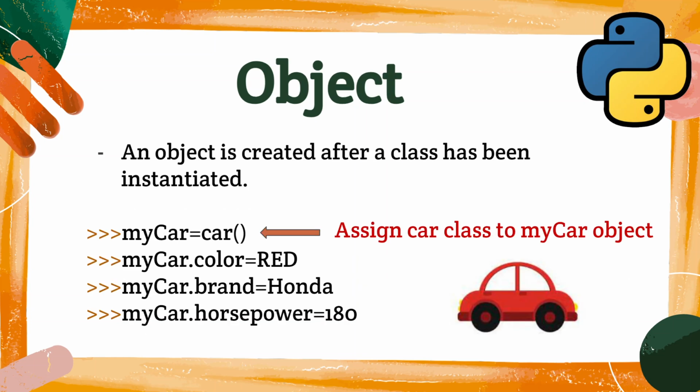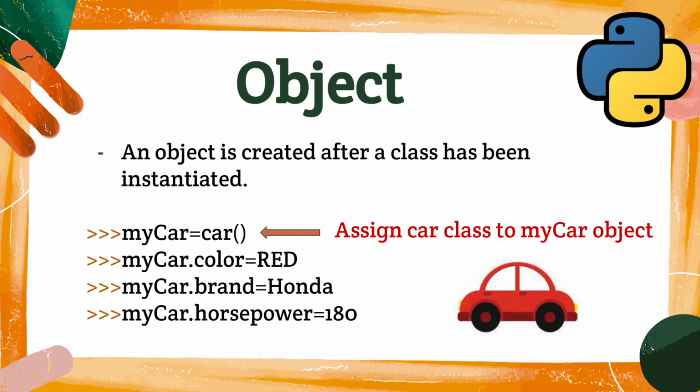Now let's talk about what is an object. An object is created after a class has been instantiated. Instantiated means to give all the details to this car class and make it alive. Let's take a look at this sample source code. Here, I created an object called myCar and first assigned a car class to this object. At this moment, a car object has been created.